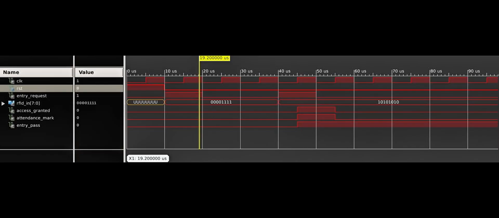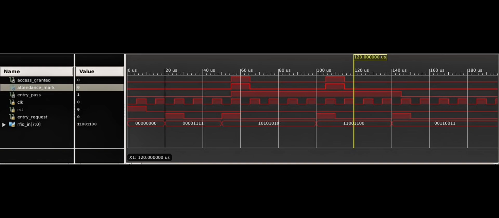This waveform shows the initial behavior of the RFID controller when different RFID inputs are applied. At the beginning, the system is in a stable state with reset inactive, and the clock running continuously. When an invalid RFID input such as 00001111 is applied while the entry request is active, the system does not grant access, and both attendance mark and entry pass remain low. This confirms that unauthorized inputs are correctly rejected by the system. This shows that invalid RFID inputs are rejected, keeping all outputs low.